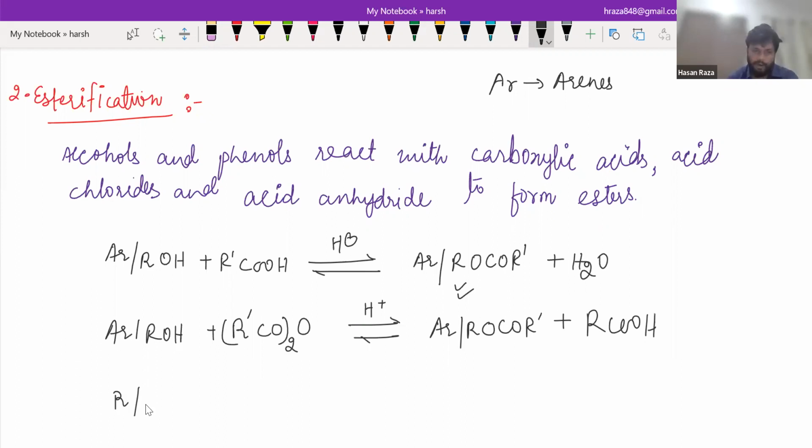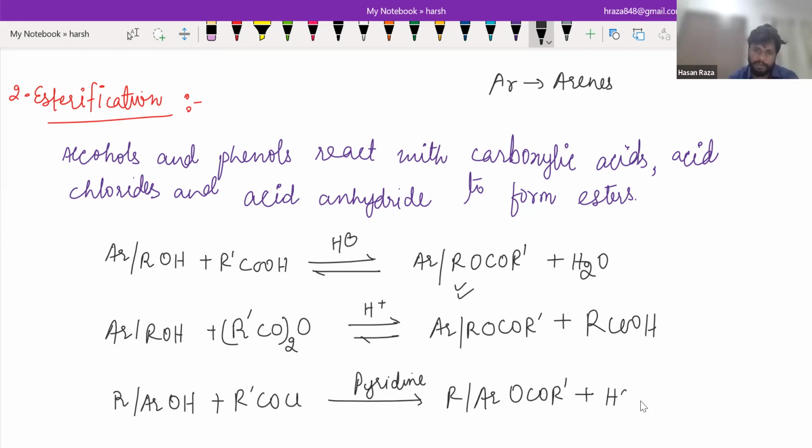This is ROH or ArOH and acid chloride, that means R dash COCl, reacting in the presence of pyridine. It will again give you ester along with HCl.